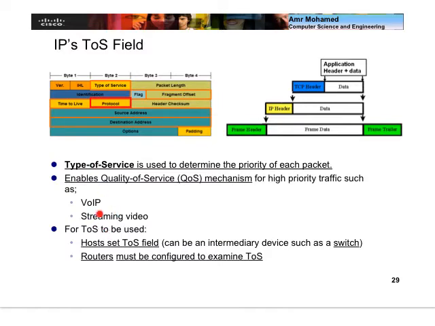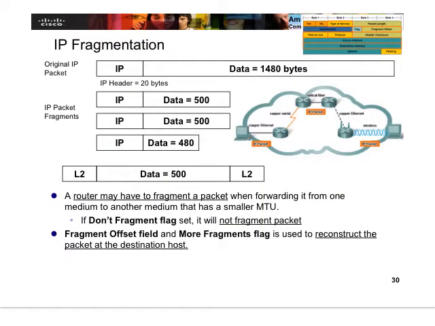So the type of service here, as we said, discriminates between voice over IP, streaming video, or actual data, and so on. So that's regarding the type of service. Another very important functionality in IP version 4, which we touched on last time, is fragmentation.